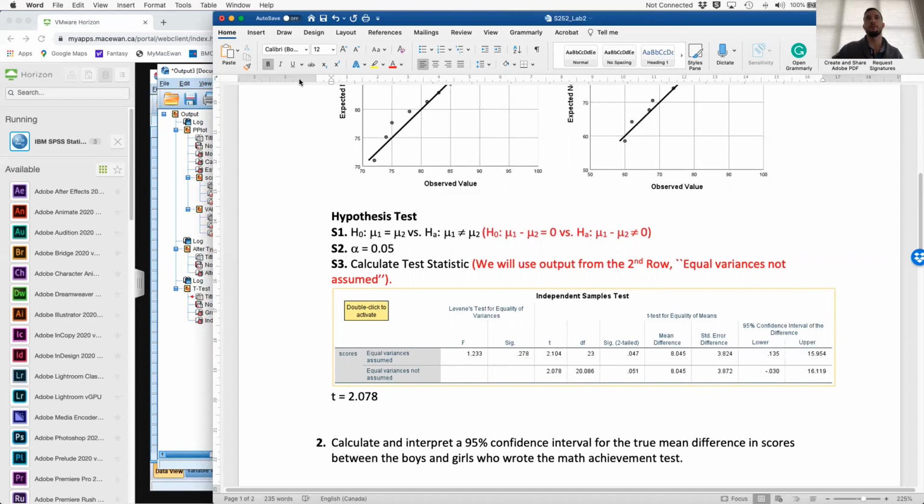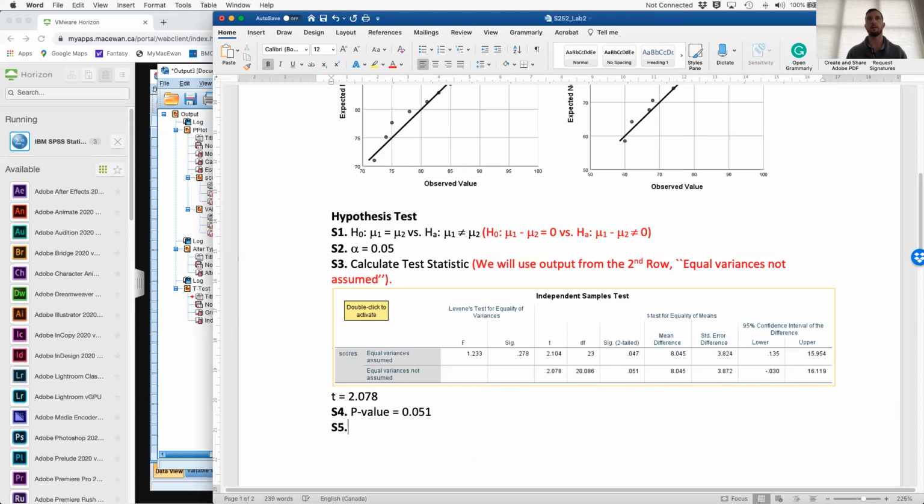All right, now in step 4, our p-value is going to be 0.051. And as a reminder, the p-values that are given in SPSS are the 2-tailed p-values. So if we're performing a 2-sided test, like we are in this particular example, then the p-value we can take directly from the output.